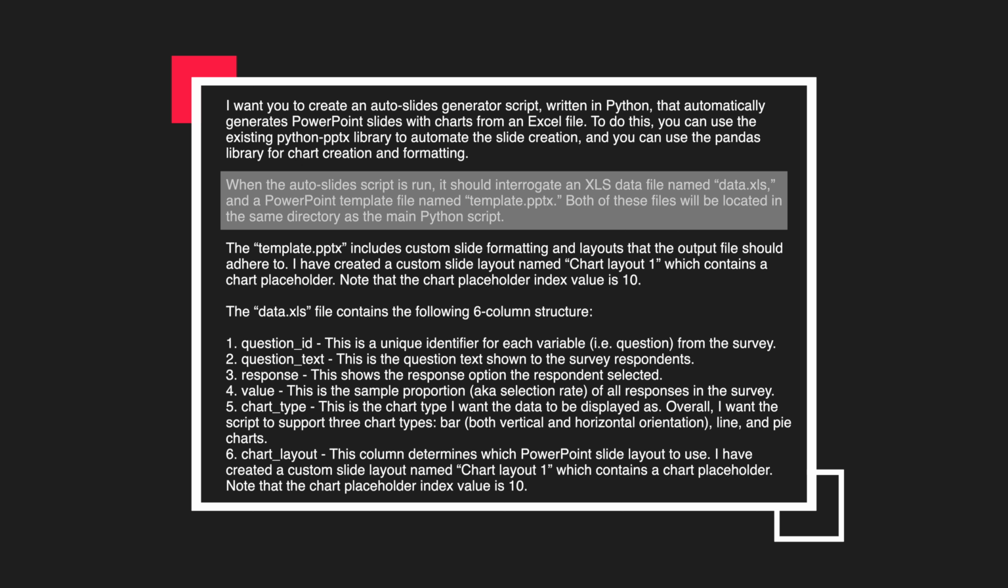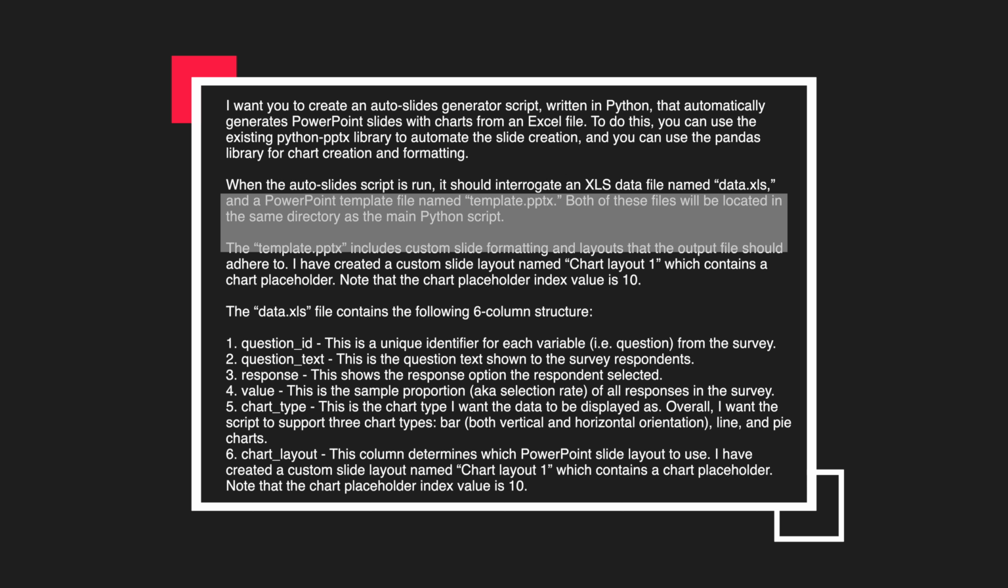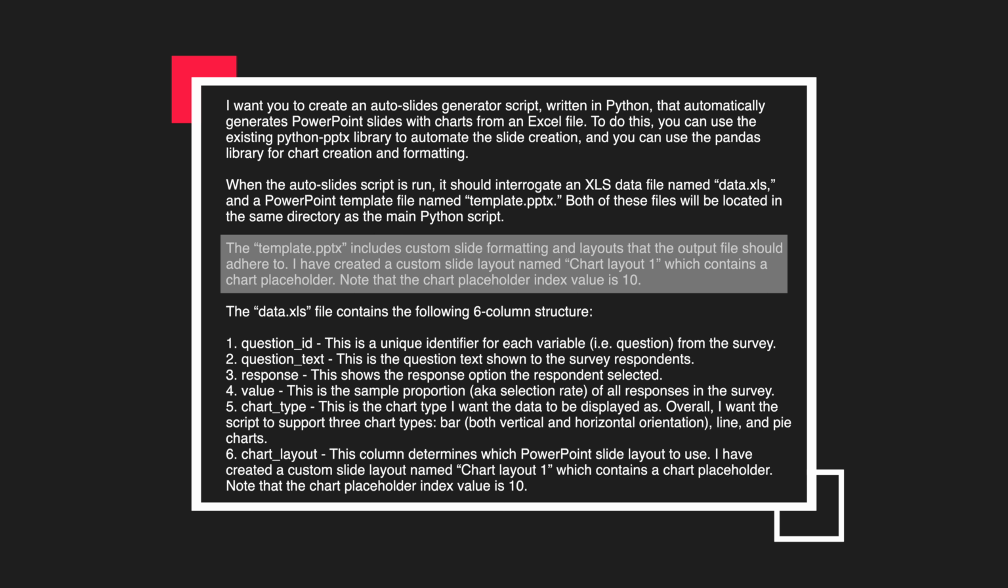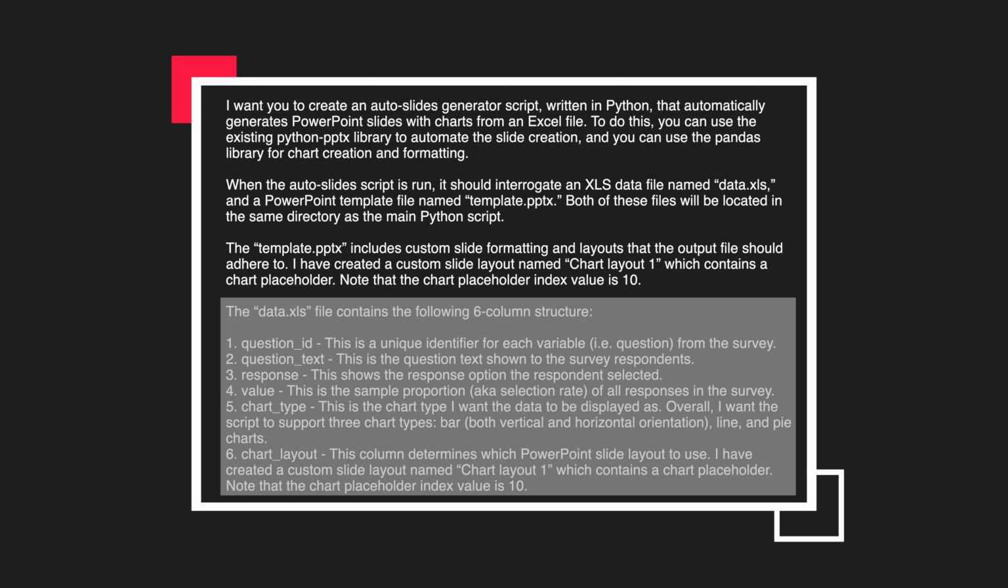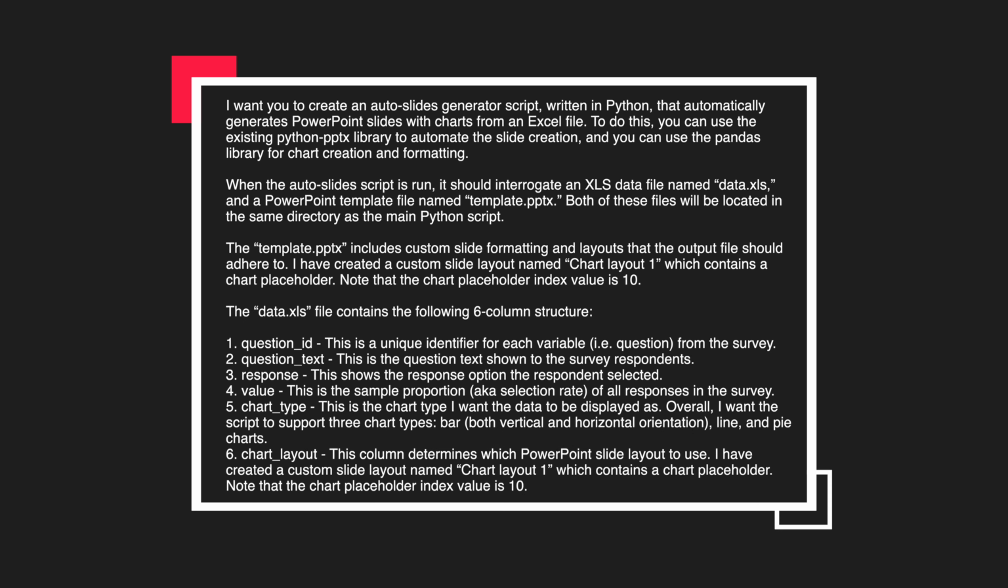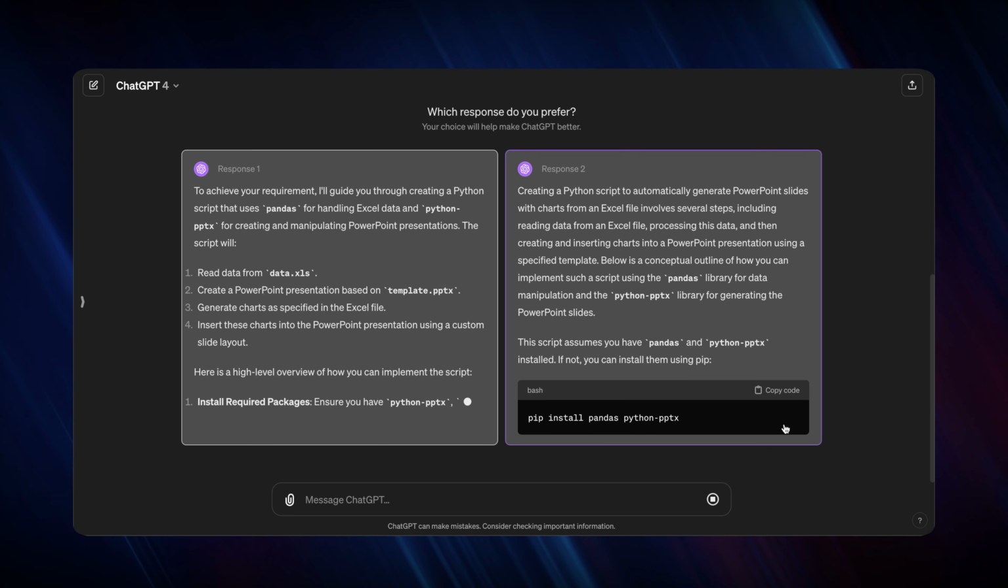I also tell it some other things about the format. I want it to be able to reference a data file with that 6-column structure I mentioned before, as well as my custom PowerPoint template. I've explained some things about the template. I said I created a custom layout that has a chart placeholder, and that placeholder maps to the index value of 10. So that's where I reference the 10. And then I explained the data file, and I specifically explained all of the different columns and what those different columns relate to. And that's basically it. I'm going to run this and see what ChatGPT gives me.